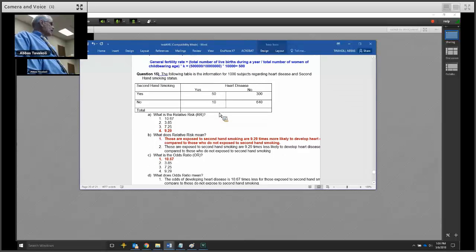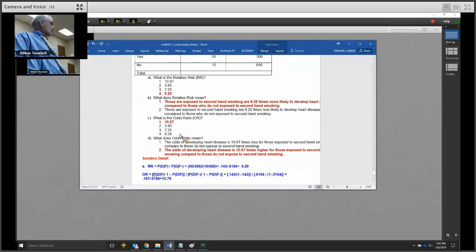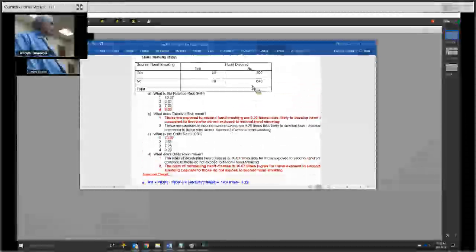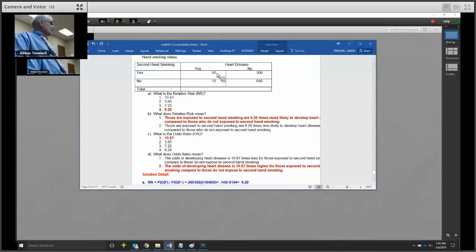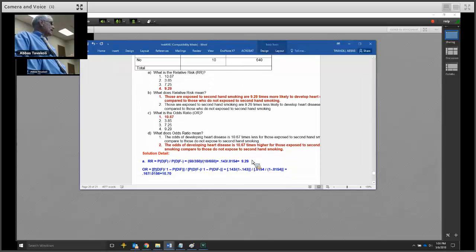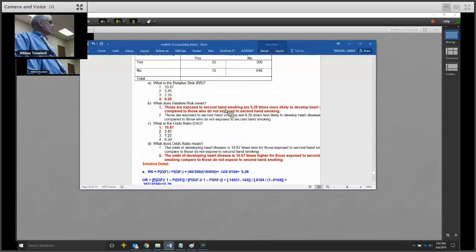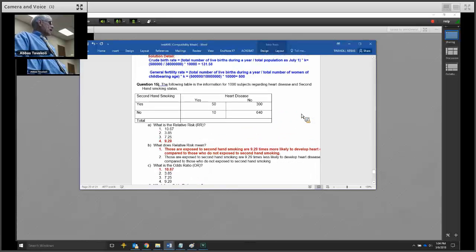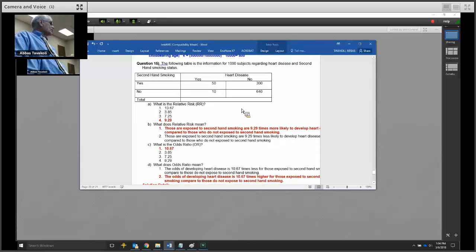And here I ask you to calculate relative risk and what it means, and odds ratio. Basically, the relative risk is 50 divided by 350, over 10 divided by 650, you get 9.29, and that means those who are exposed to secondhand smoking are 9.29 times more likely to develop heart condition, excuse me, as compared to those who are not exposed to secondhand smoking.